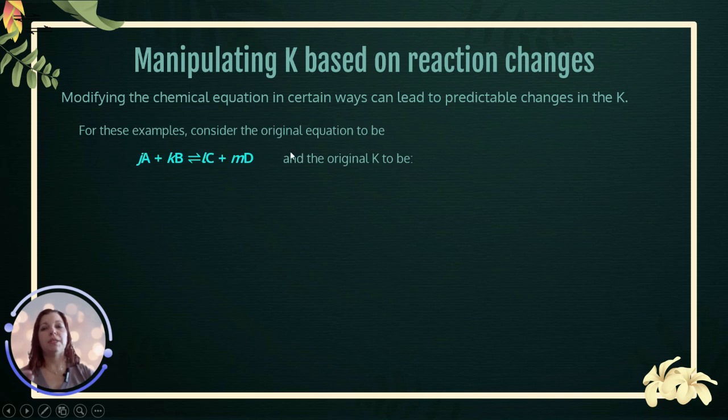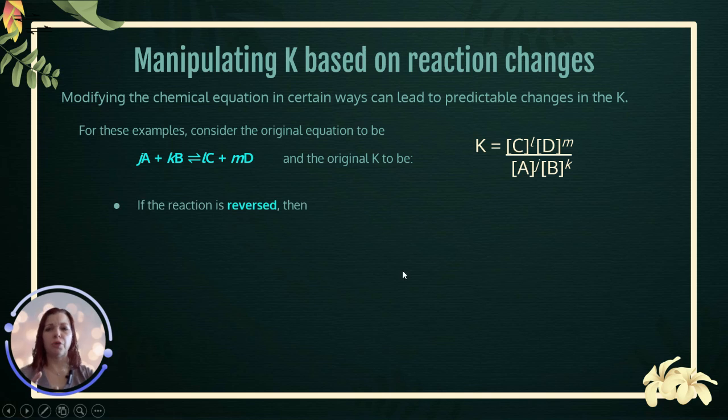So for these examples, we're going to consider this original reaction. We've looked at this kind of model reaction before. And so therefore the original K is going to be, again, the products raised to the powers of their coefficients over the reactants raised to the powers of their coefficients. And so we would be assuming here that all these species are either aqueous or gas.